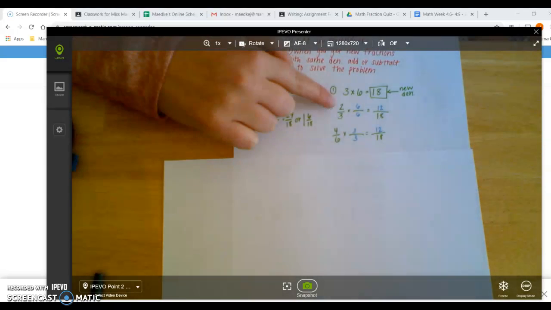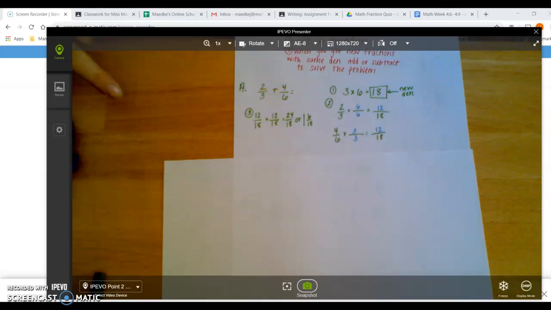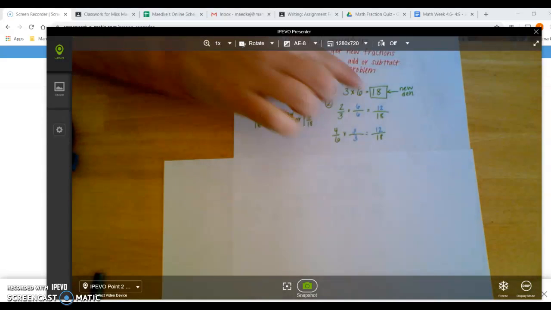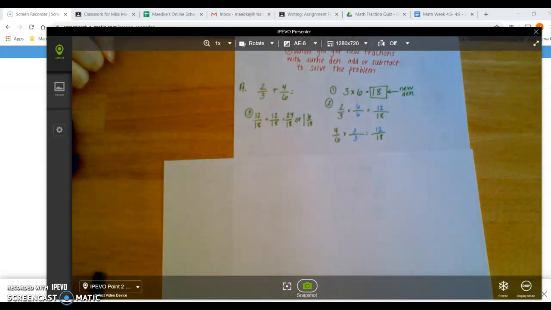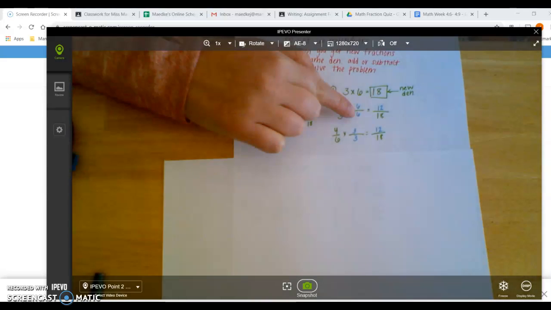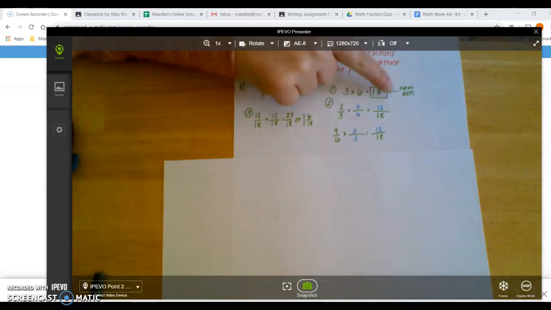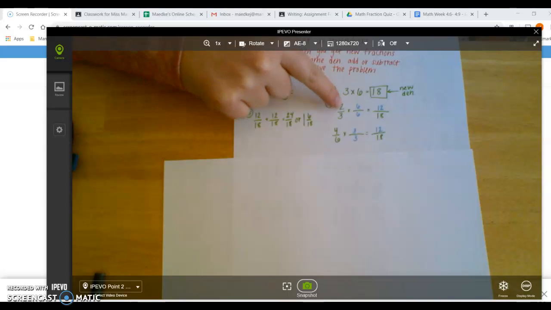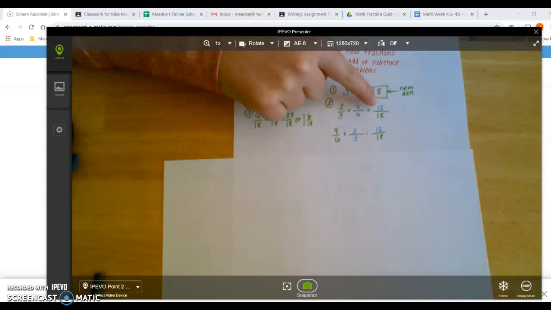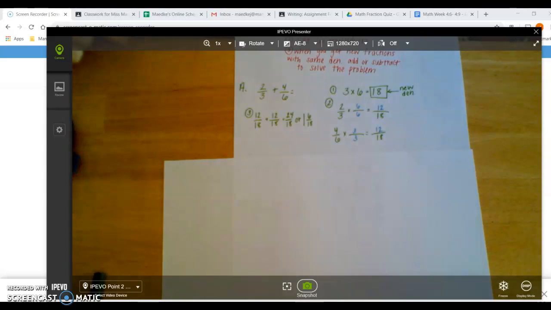You put your two fractions that you have there times something to get you to a number over 18. So when you look at that, we ask ourselves, 3 times what gives us 18? We know 6. Remember, whatever you do to the top, you have to do to the bottom. It's always the same number, and then you multiply across. So we know 2/3 is equal to 12/18.